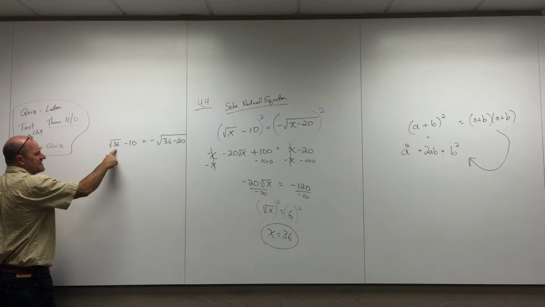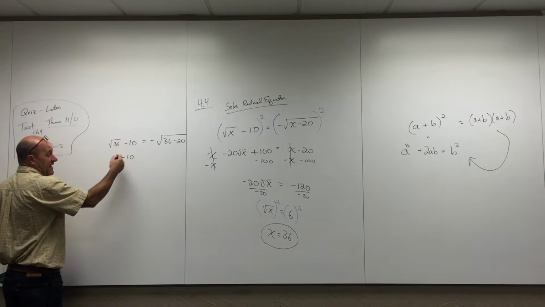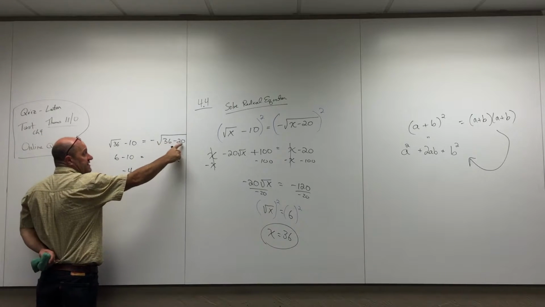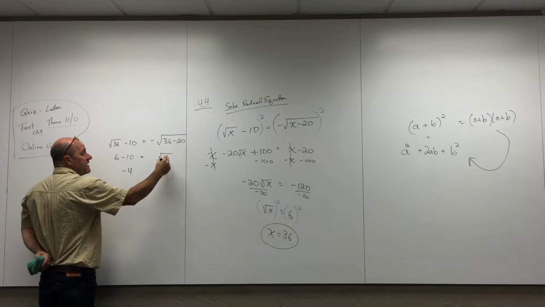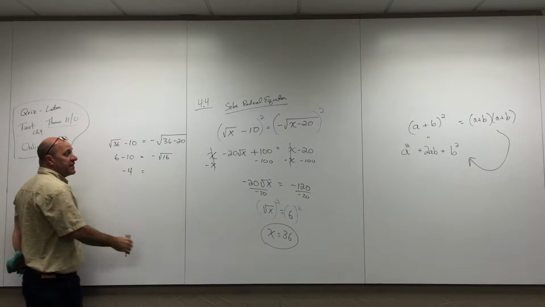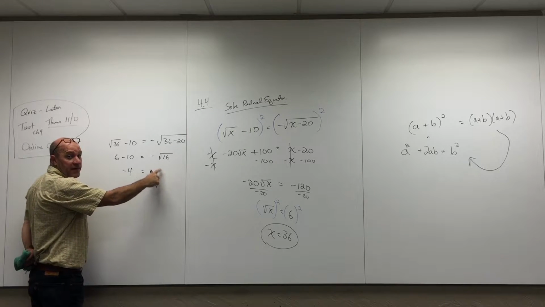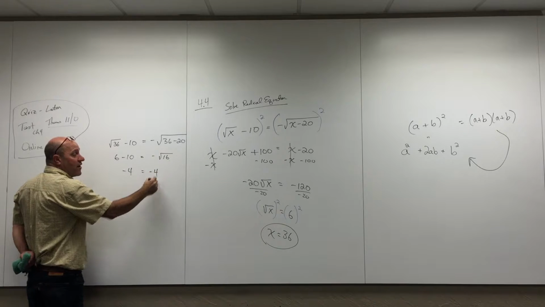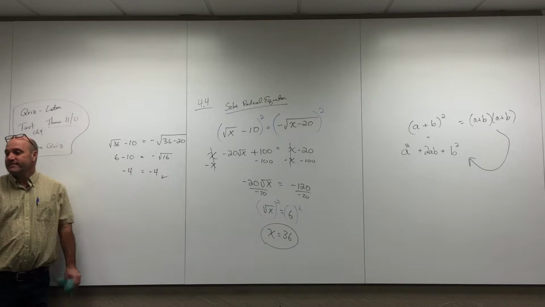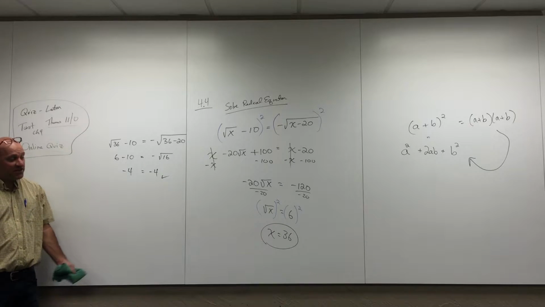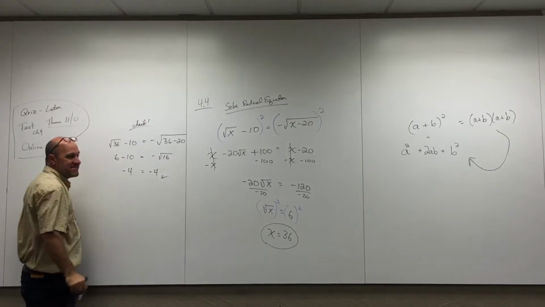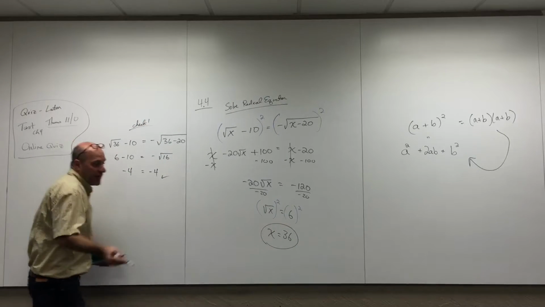Well, let's see. That's a 6 minus 10. 6 minus 10 is negative 4. What's going on the other side? 36 minus 20 is 16. Inside the radical, there's a negative sign out front. That's good, actually, because the square root of 16 is a 4, but the negative sign makes it a negative 4, so it checked. So that is a legitimate answer. It's the only answer I got, and it checked. So that was pretty good.